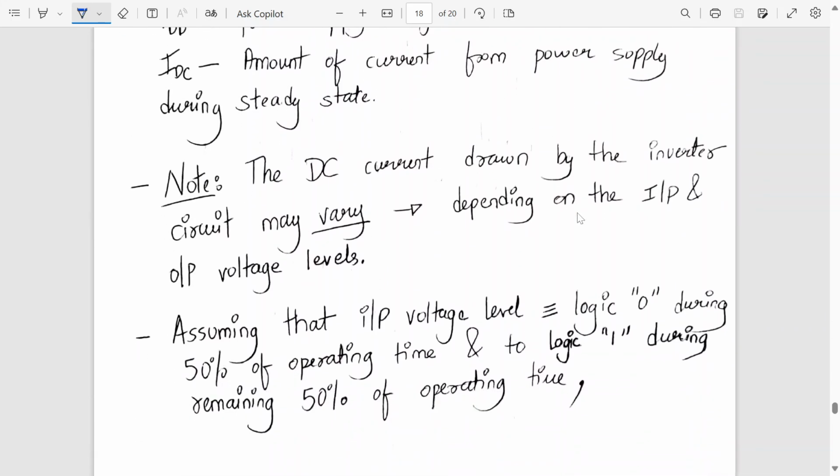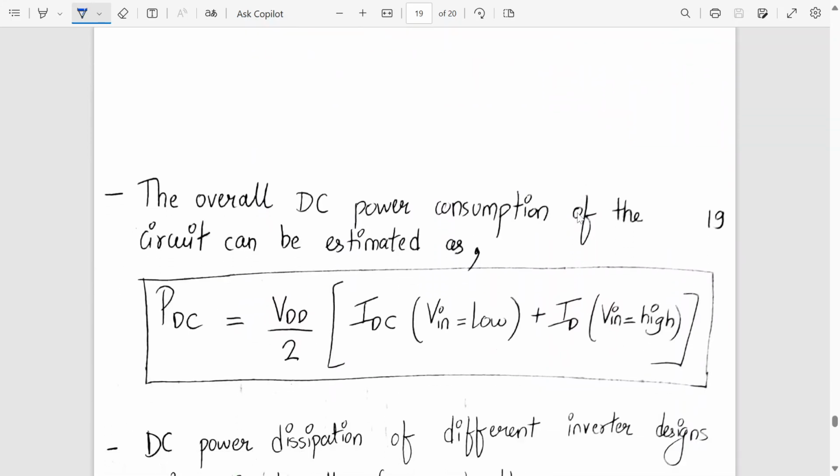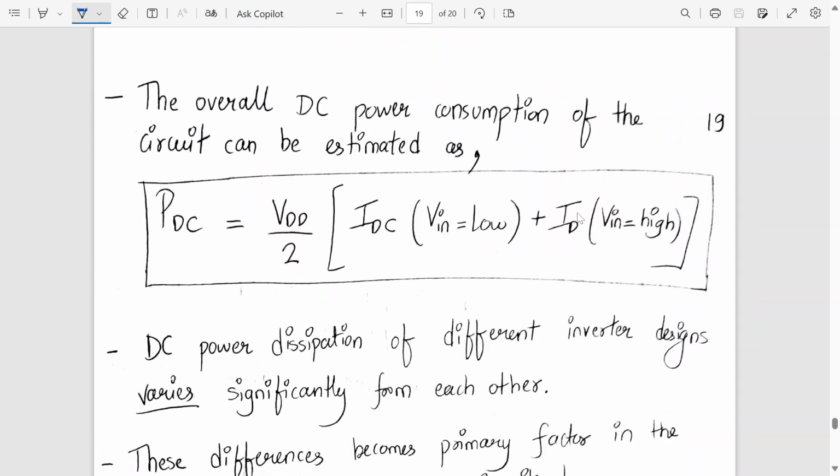Assuming that input voltage level is 50% of the time logic 0, other 50% of the time logic 1. So both are taking 50% operation. So during that time, my overall power dissipation will be given by VDD by 2, ID when Vin is low, that is VIL, and ID when Vin is high, that is VIH.